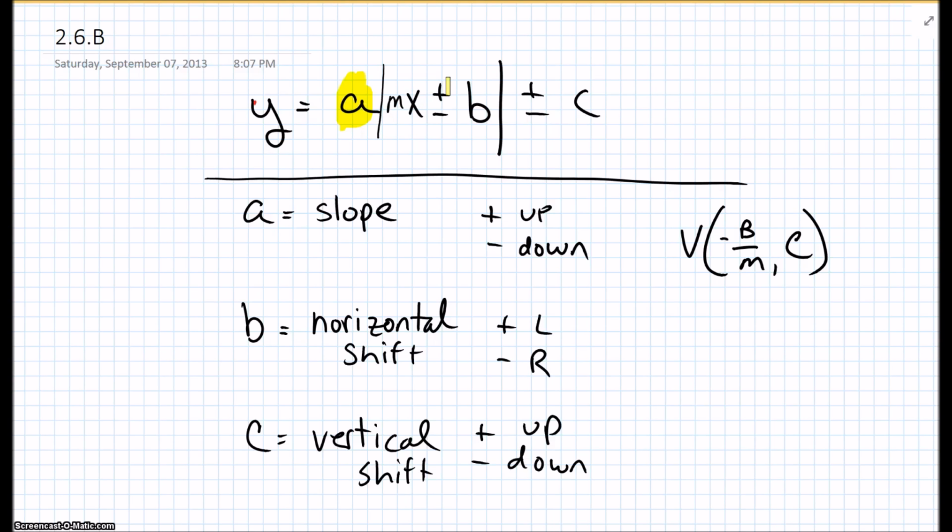M is not really slope anymore, but the slope inside of my mx plus b. And using the vertex form, I can find the vertex point. The B right here represents horizontal shift. If it's positive, it's going to shift to the left. If it's negative, it's going to shift to the right. And then I've got my C value, the vertical shift. Positive, it goes up. Negative, it goes down.